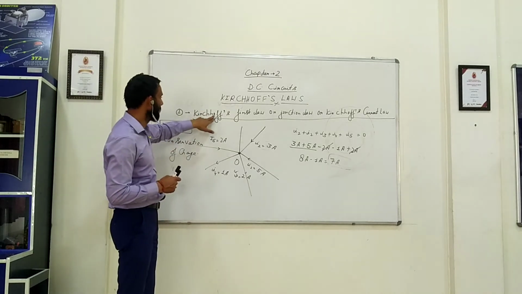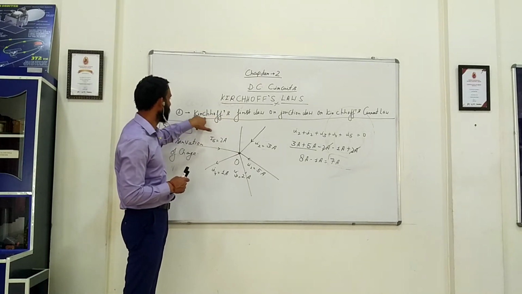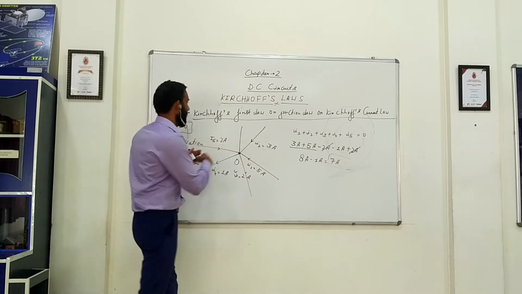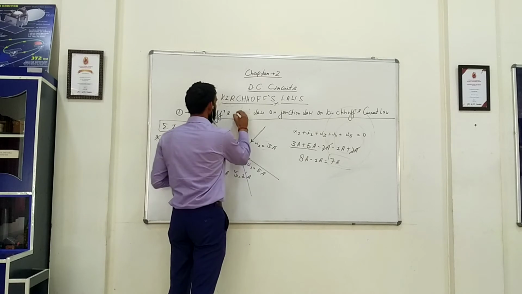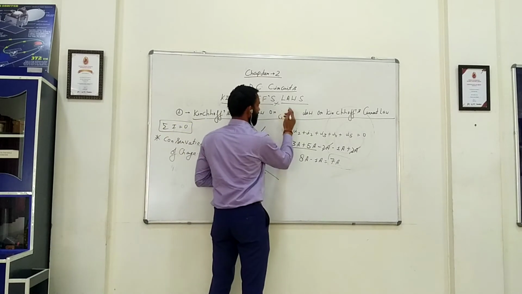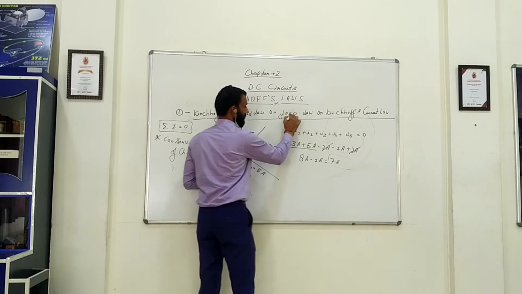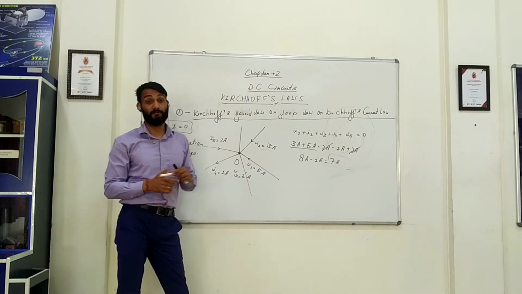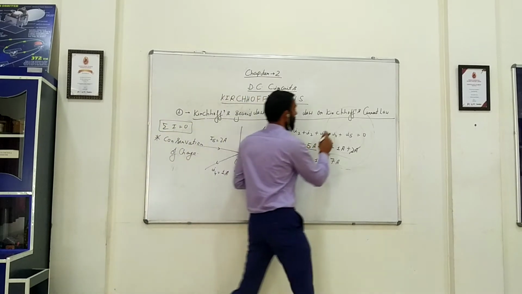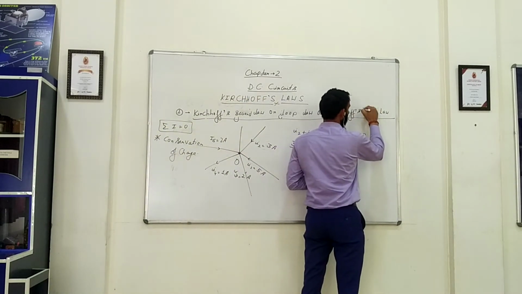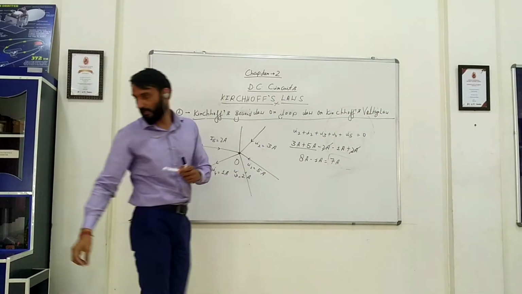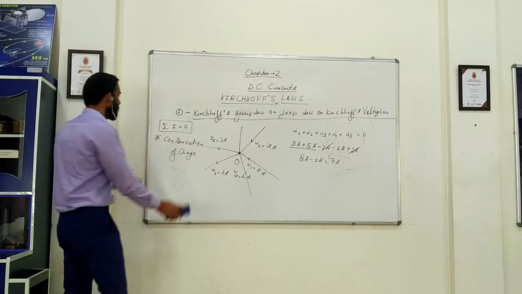Now I'll do Kirchhoff's second law with you. Kirchhoff's second law is also known as the loop law. For applying this law we need a closed loop. It is also known as Kirchhoff's voltage law. This law deals with the voltage.